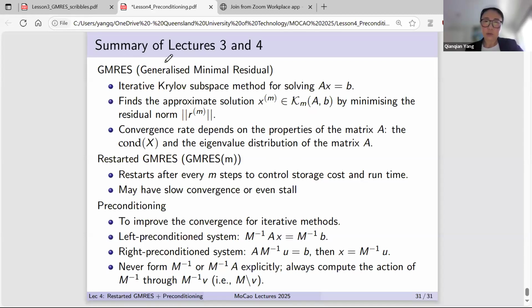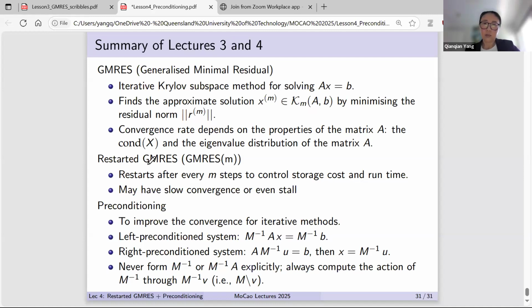To summarize, GMRES stands for generalized minimal residual. It's an iterative Krylov subspace method for solving the linear system Ax equals b. What we're trying to do is find an approximate solution xm in this Krylov subspace by minimizing the residual norm. The convergence rate really depends on the properties of our matrix A: the condition number of X, the eigenvector matrix, and the distribution of eigenvalues.